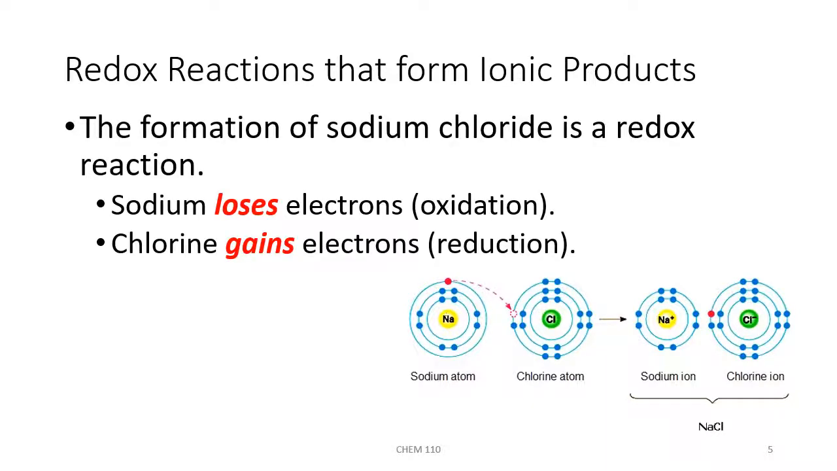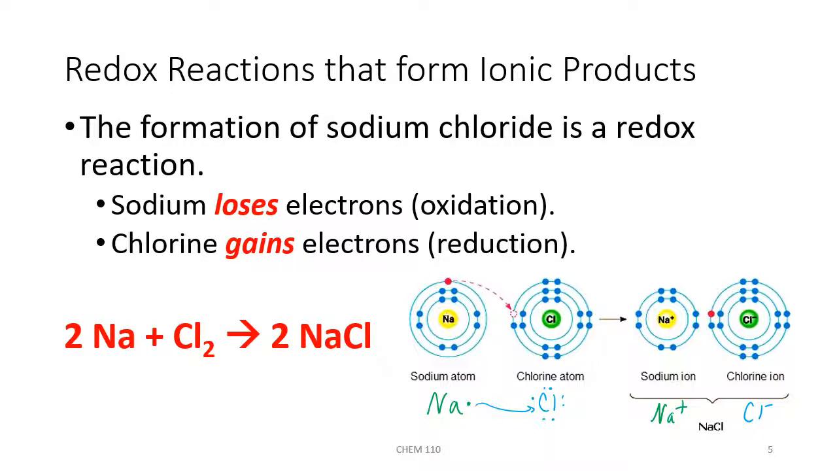For example, the formation of sodium chloride, or common table salt, is actually a redox reaction. In this reaction, sodium metal actually loses electrons to become a sodium ion. So sodium gives up its one valence electron to become Na+. Chlorine, on the other hand, has 7 valence electrons, and it gains that one electron from sodium to become the chloride anion, or Cl-. There is a change in the charge of our reactants going to products. Therefore, it's a redox reaction.